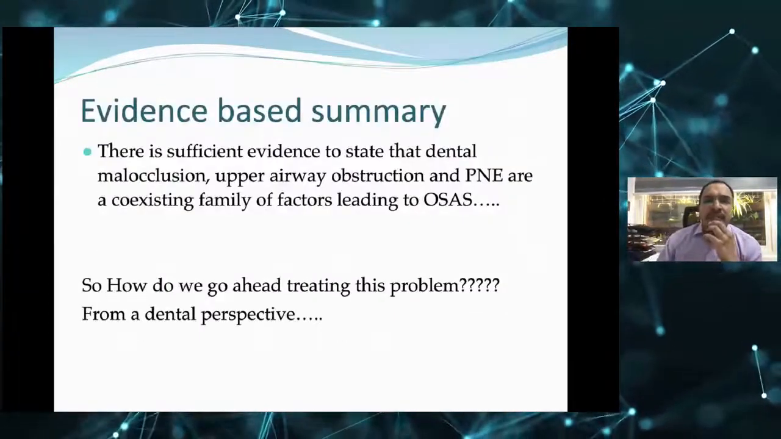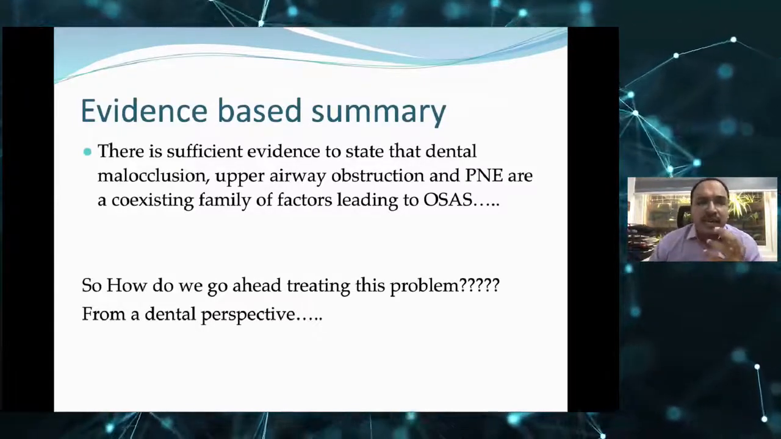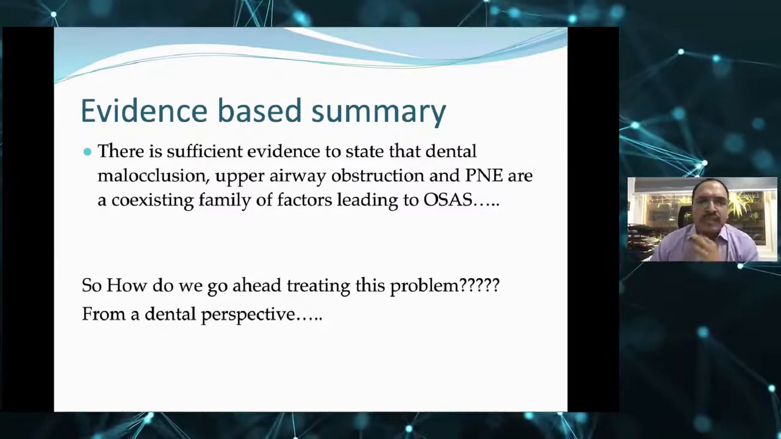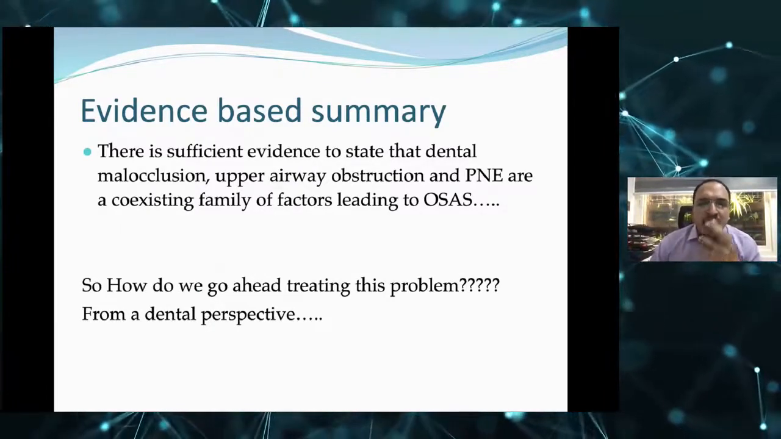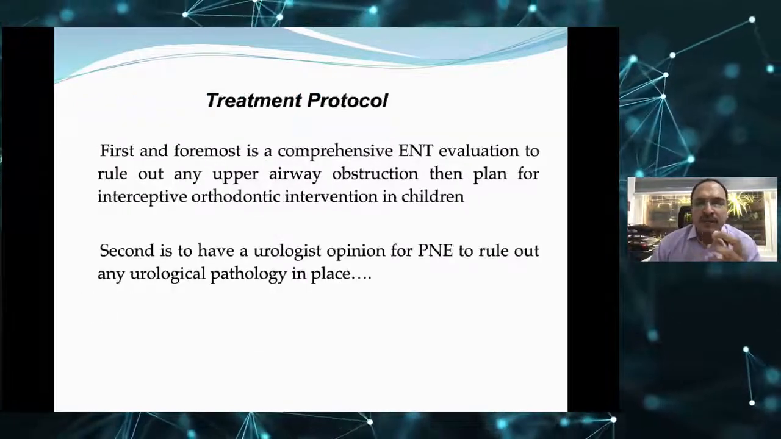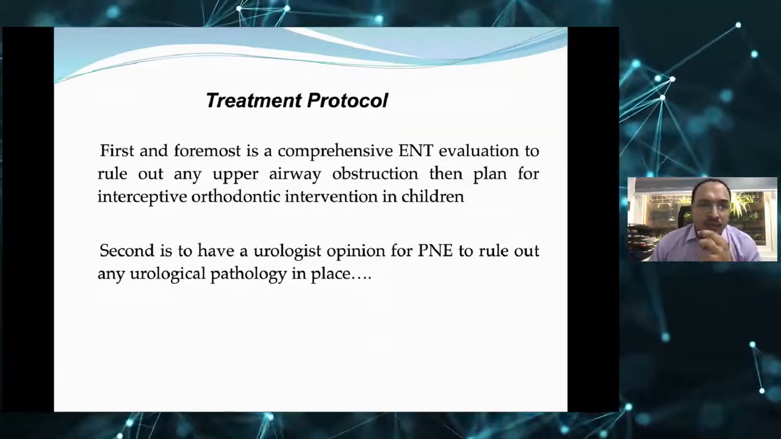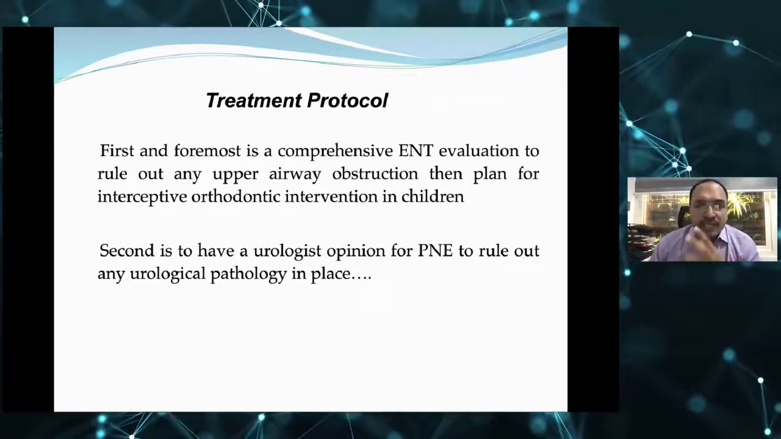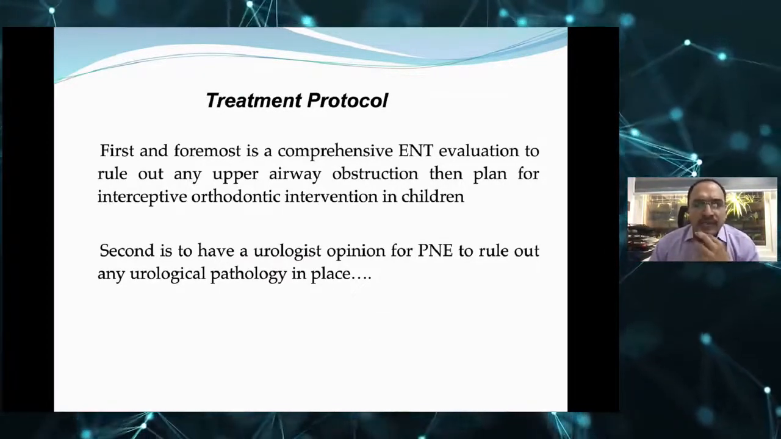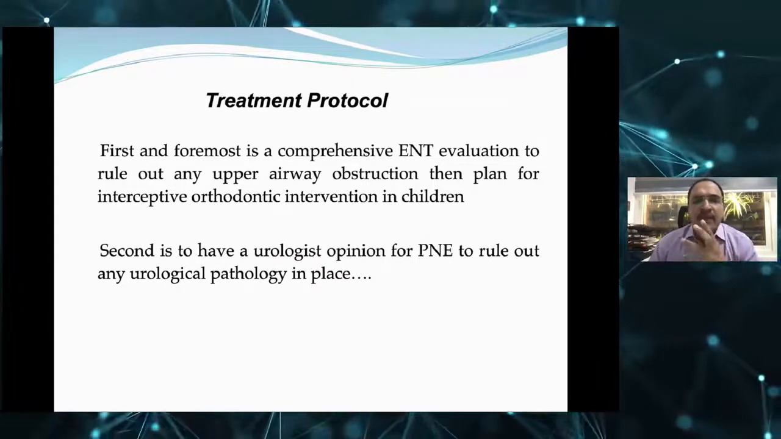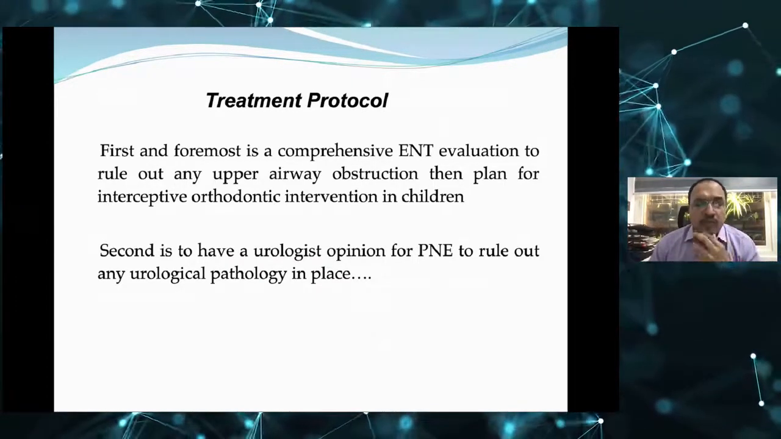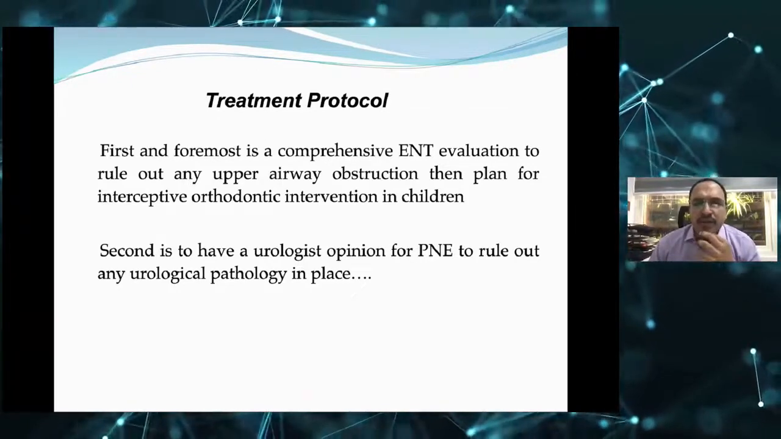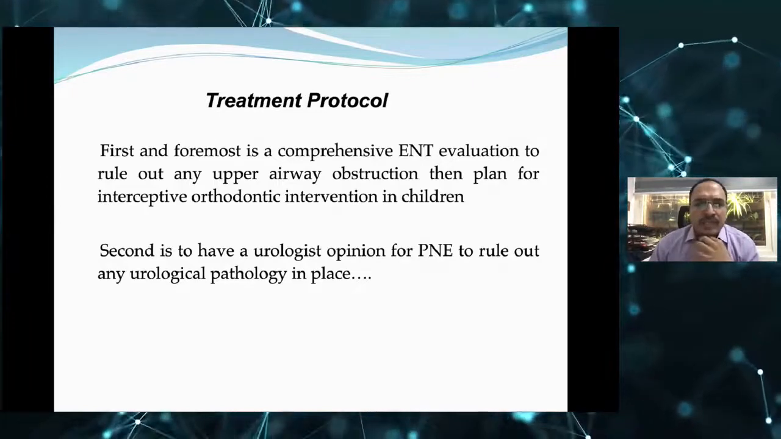Coming to the evidence-based summary, there is sufficient evidence to state that dental malocclusion, upper airway obstruction, and pediatric nocturnal enuresis are a coexisting family of factors leading to OSAS. How do we go about treating this problem from a dental perspective? First, take an ENT evaluation, look out for any upper airway obstruction, and clear it out or start medications. If surgery is involved, go for the adenotonsillectomy, and then plan the work from the dental perspective. Second, get a urologist's opinion for PNE to rule out any uropathological pathology.